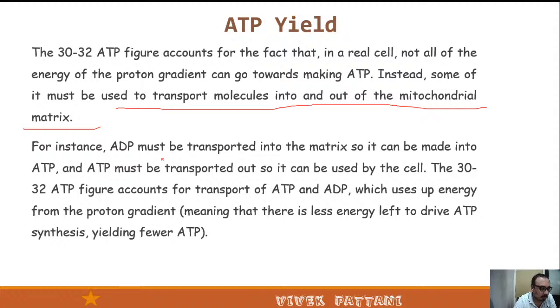In this case, ADP must be transported into the matrix so it can be made into ATP, and ATP must be transported out so it can be used by the cell. So the 30 to 32 ATP figure accounts for the transport of ATP and ADP, which uses energy from the proton gradient, meaning there is less energy left to drive ATP synthesis, yielding a fewer number of ATPs. This is how the count of ATP molecules was reduced. If we take into account all these parameters, the ATP yield will be lower.